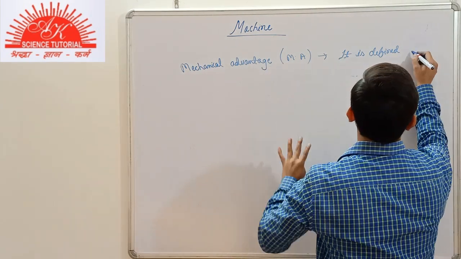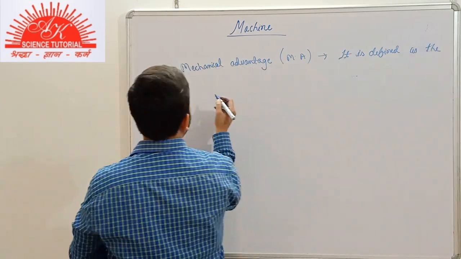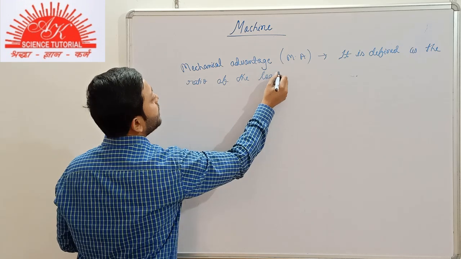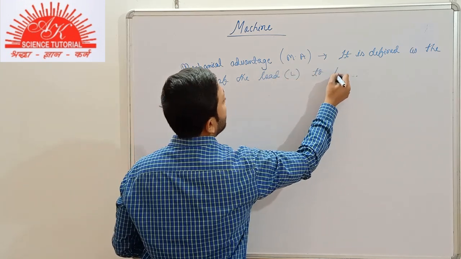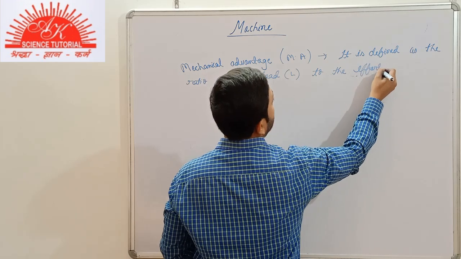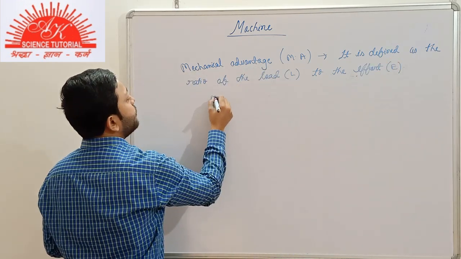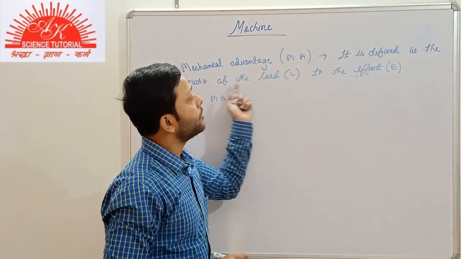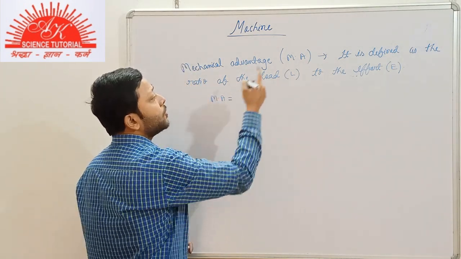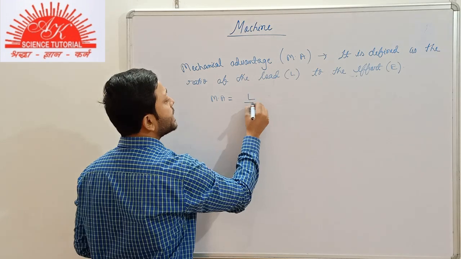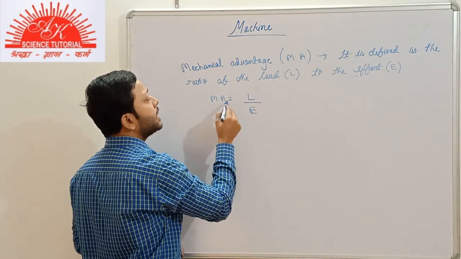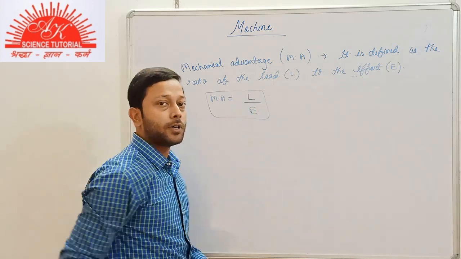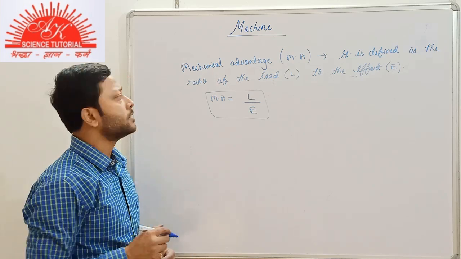What is mechanical advantage? It is defined as the ratio of the load, that is capital L, to the effort, that is capital E. If you are asked to define it, keep it in mind. Firstly, you will give the theoretical part, you will define it, and afterwards, you will give the mathematical expression for it, that is L by E. What is mechanical advantage? It is defined as the ratio of load to the effort. Now, we will have some cases over here.